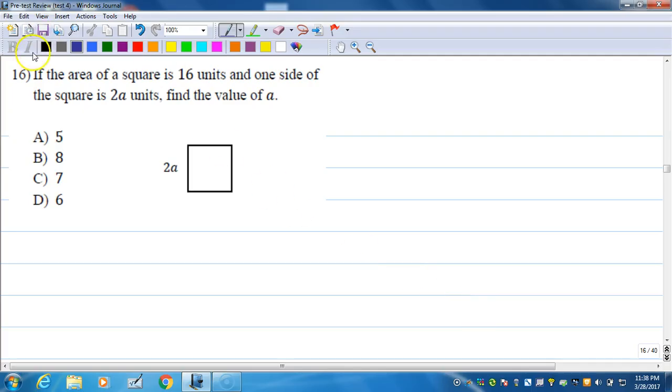Number 16. If the area of a square is 16 units and one side of the square is 2a units, find the value of a. Well, if this is 2a and this is a square, then all the sides are the same. This is 2a, then this is 2a. I find the area of a square. It's either side squared, but I just like to use length times width again. I don't like doing the s squared and confuse kids. Or s squared. Up to you, whatever.